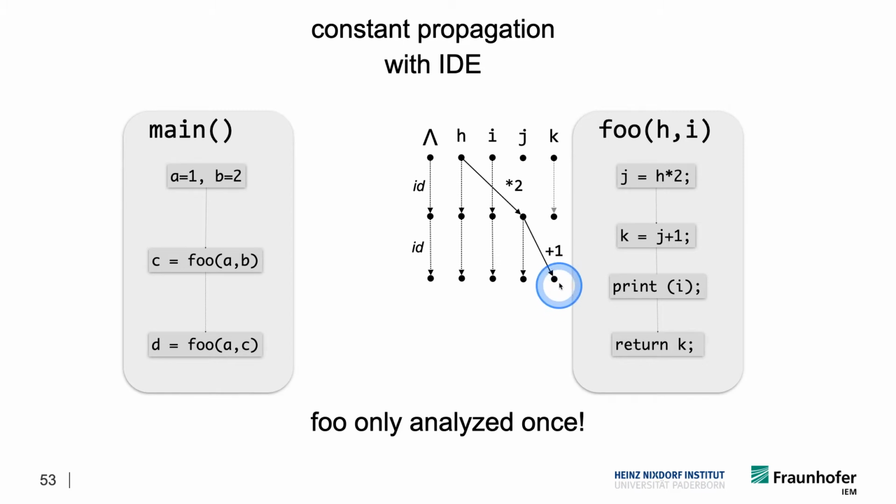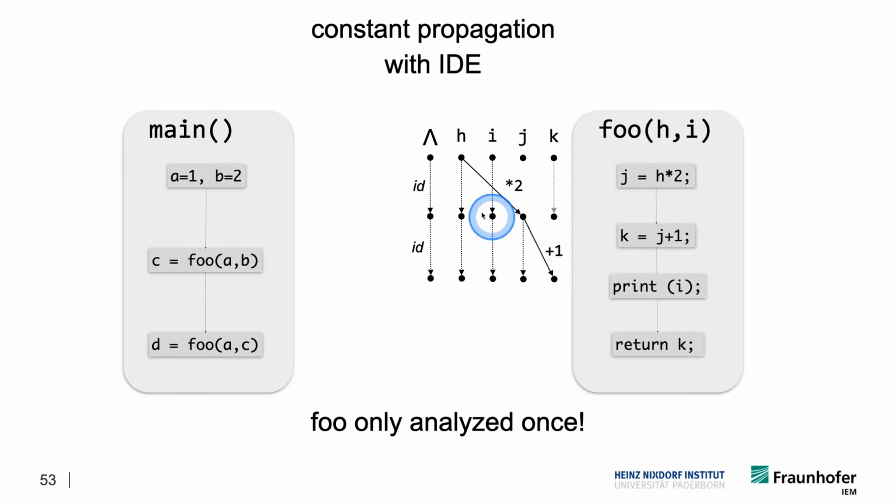So you would then have basically a jump function, for instance, from here to there, that tells you that you obtain the value of k by taking the value for h, multiplying that by 2 and adding 1 to it. Okay, fair enough.